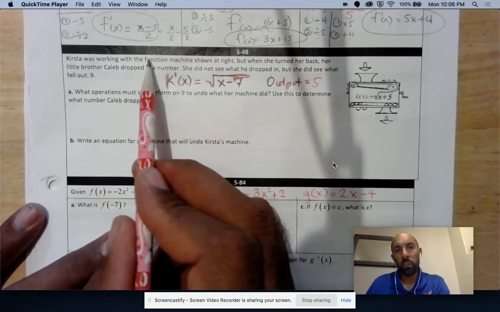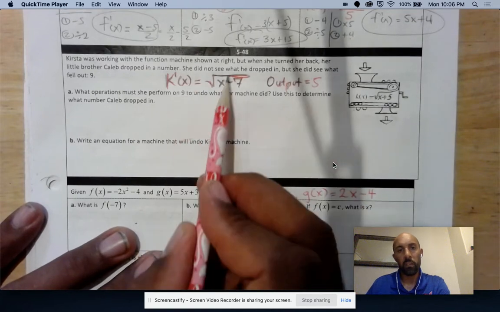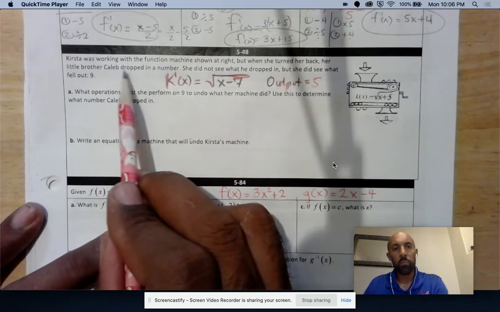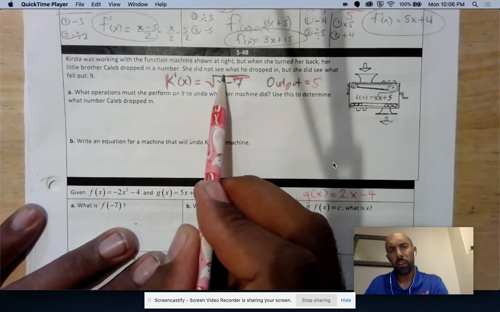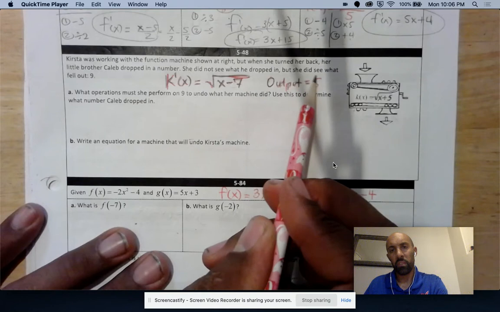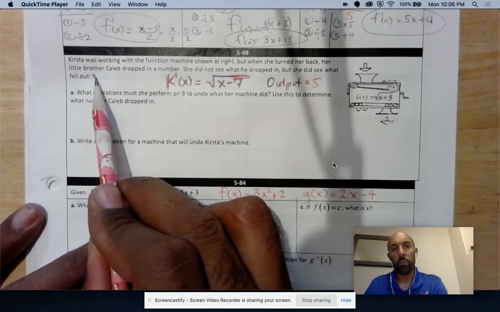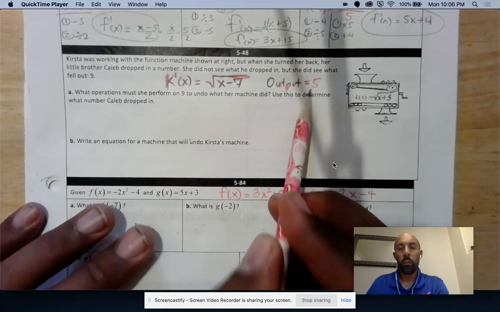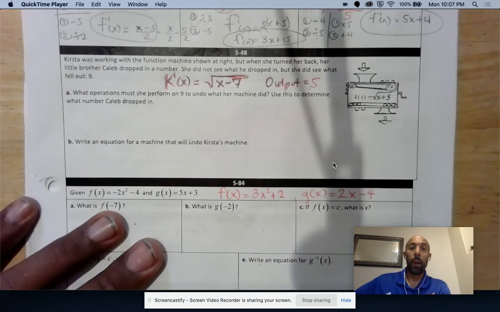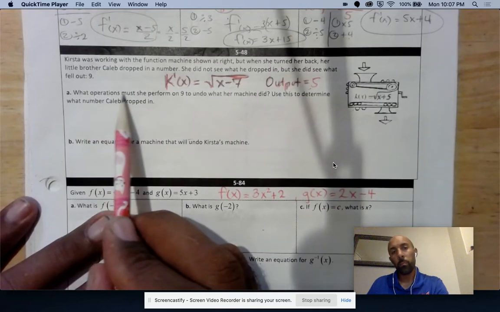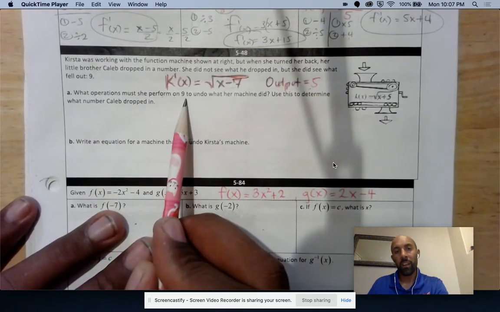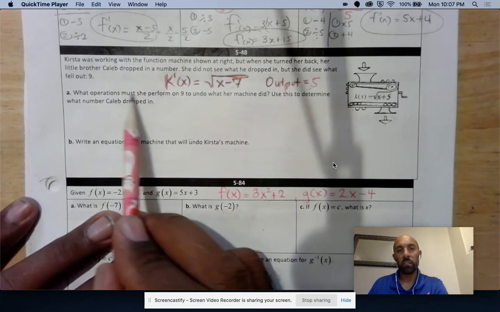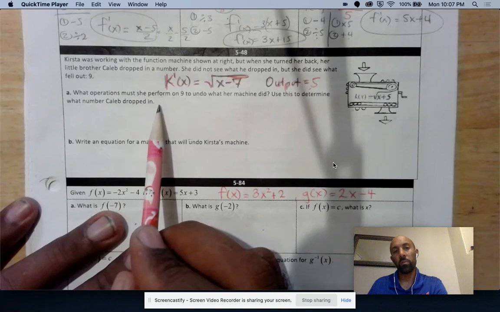So Krista was working with the function machine shown here. This is the one we're going to look at. But when she turned her back, her little brother Caleb dropped in a number. She did not see what he dropped in, but she did see what fell out. Now for your problem, 9 will fall out. For our problem, 5 is going to fall out. And we'll say fell out, that's basically the output, right? So what operations must she perform on 9 to undo her machine? Use this to determine the number Caleb dropped in.